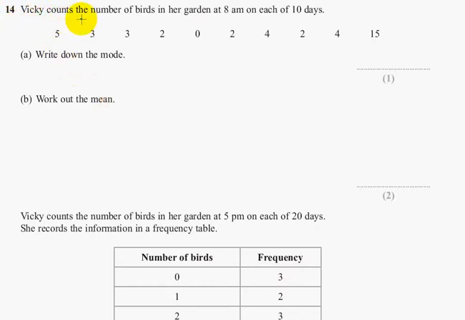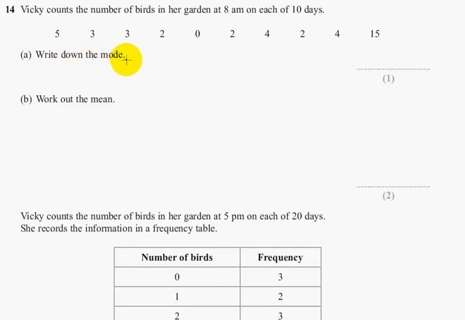Question 14. Vicky counts the number of birds in her garden at 8 a.m. on each of 10 days. 5, 3, 3, 2, 0, 2, 4, 2, 4, 15. So on the first day she saw 5 birds. Second day she saw 3. On the third day she saw 3. On the fourth day she saw 2. On the fifth day she didn't see any. And on the 10th day she saw 15 birds.